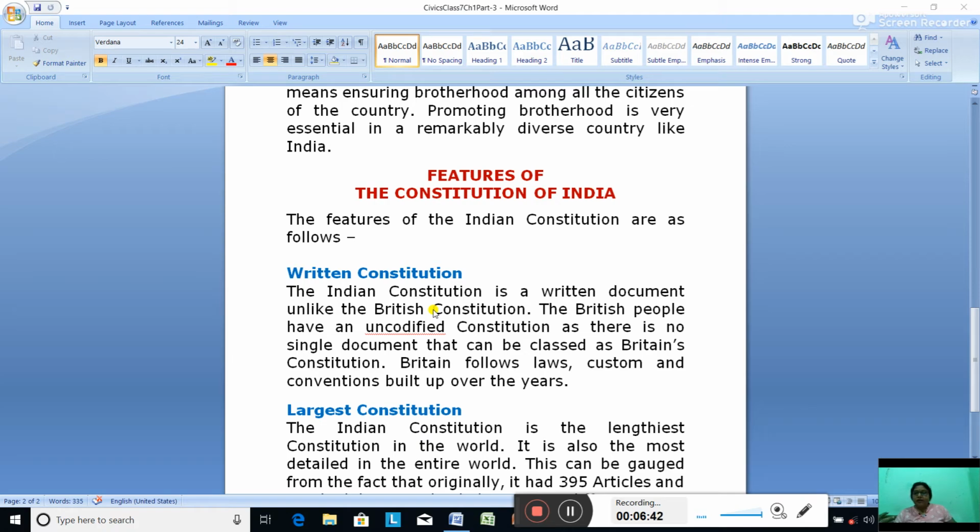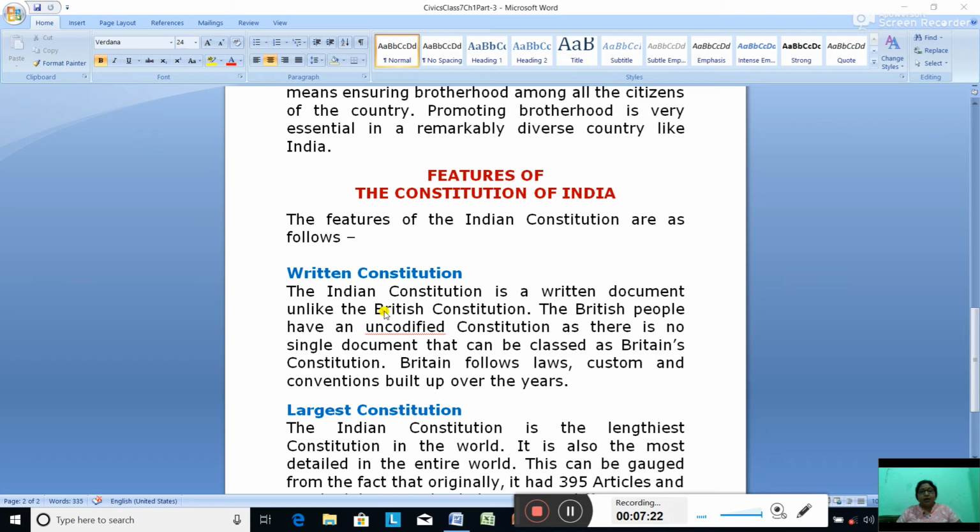So these are the features of the constitution of our country. So what type of constitution are we having? We have a written constitution. So here you see the Indian constitution is a written constitution. That means, unlike the British constitution, the British constitution is an unwritten constitution.